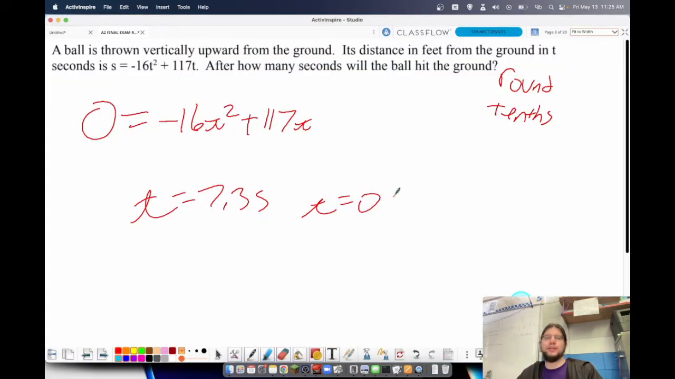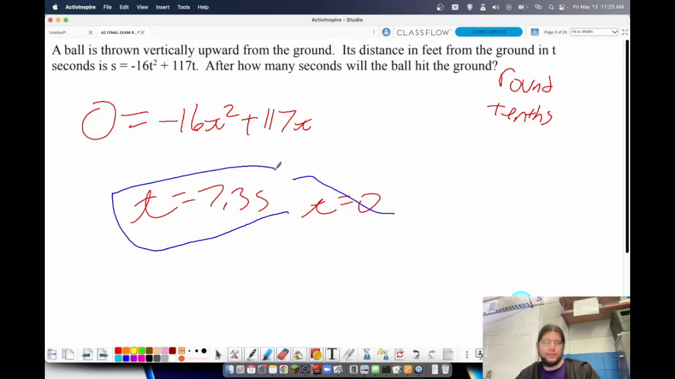So let's make sense of this answer we got. It wants to know when will it hit the ground. Well, it started on the ground at 0, right? So that's not what we're looking for. We want to know when it goes up and then comes back down. So this is our only answer, 7.3 seconds. That didn't work. Hang on. Eraser. There we go. So 7.3 seconds.